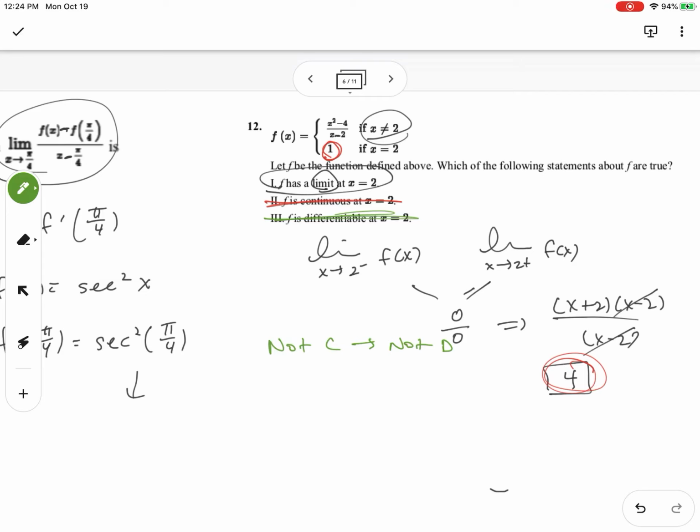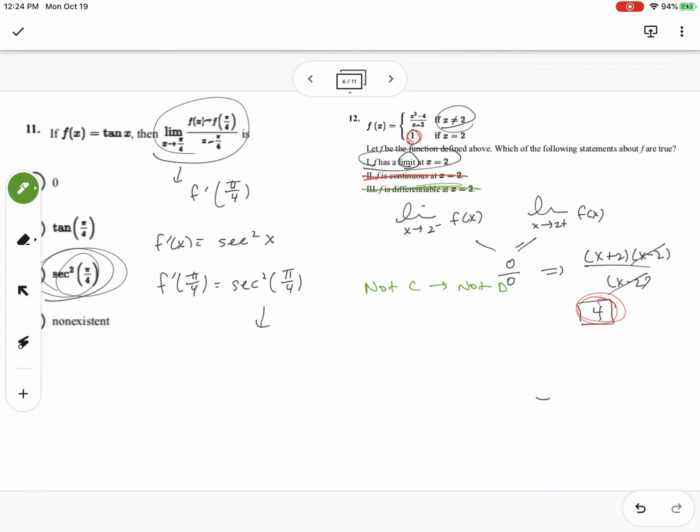Right? If it's not continuous, it's not differentiable. That's like our first step, right? Right off the bat, if it's not continuous, it's not differentiable. I know that for sure. So the answer for this should be 1 only. Okay?